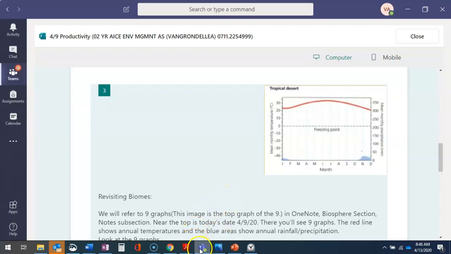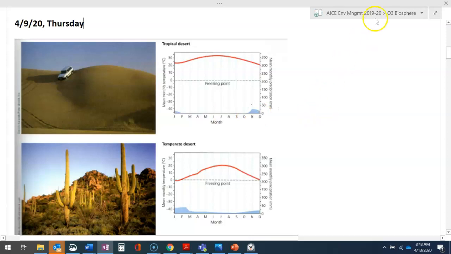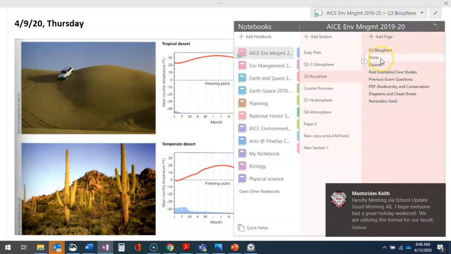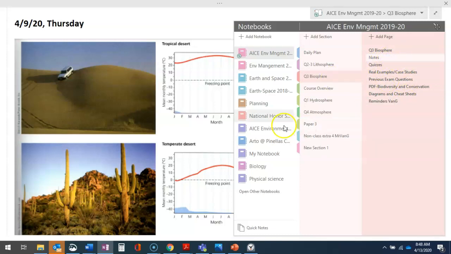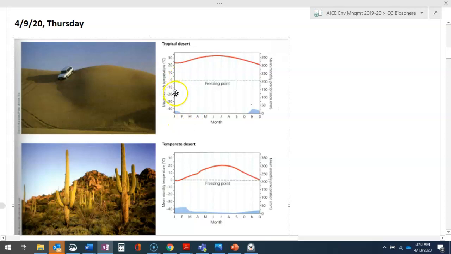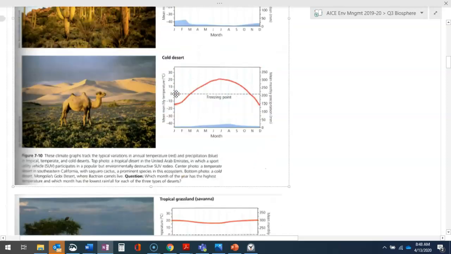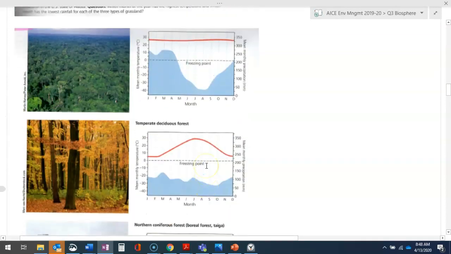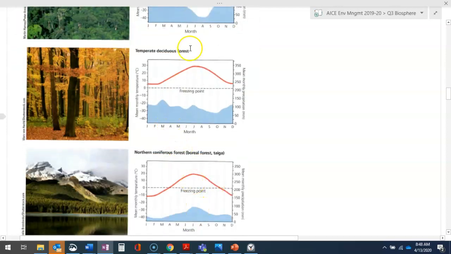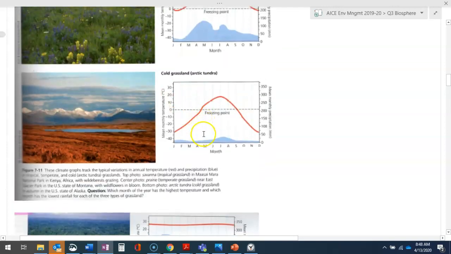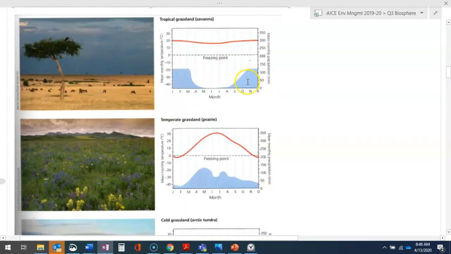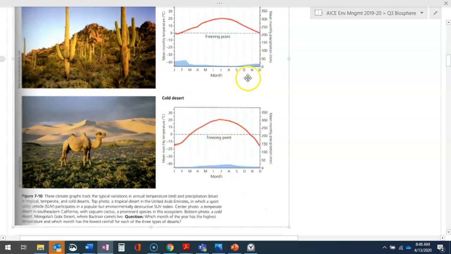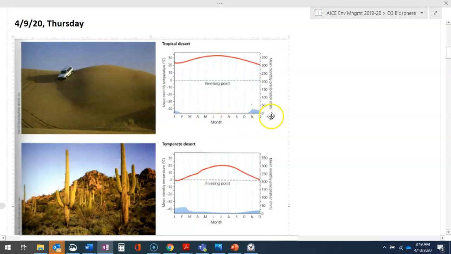I had you go to the OneNote biosphere notes section. Here it is. The first 3 were deserts, the second 3 are grasslands, and the last 3 are forests. The big difference to be noticed is the blue area, the amount of precipitation per month. That's really the big difference there. For the deserts, there's a lot less precipitation, the blue area.